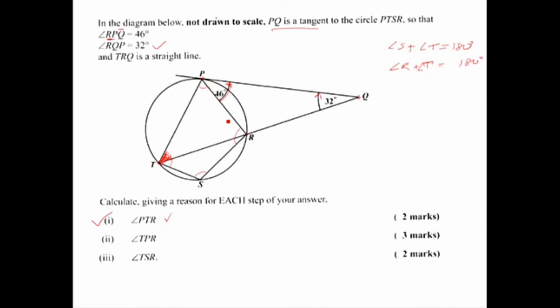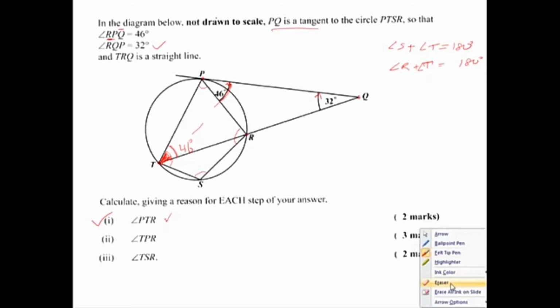From prior learning, we learned that the angle between a tangent and a chord is equal to the angle in the alternate segment. So this angle here, from here to here, is the same as this angle here. This angle between the tangent and the chord is equal to the angle in the alternate segment. So this angle here, from the tangent to the chord, is pointing right down here. So that's 46 degrees. So our answer to that is going to be 46 degrees.